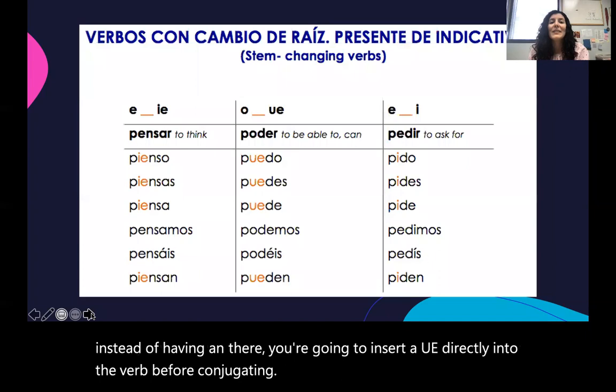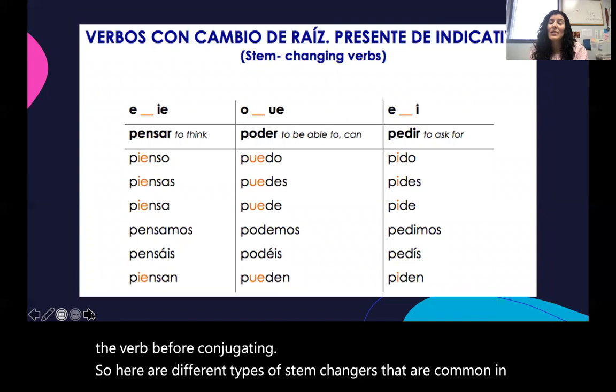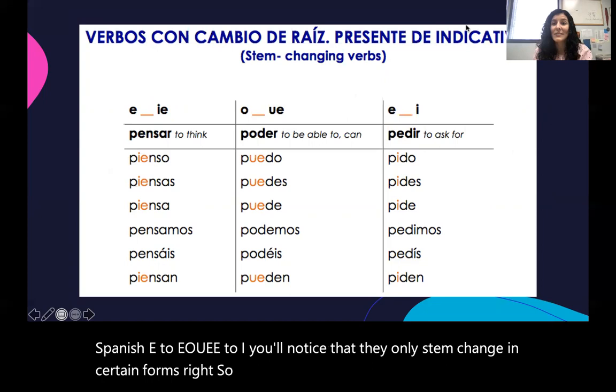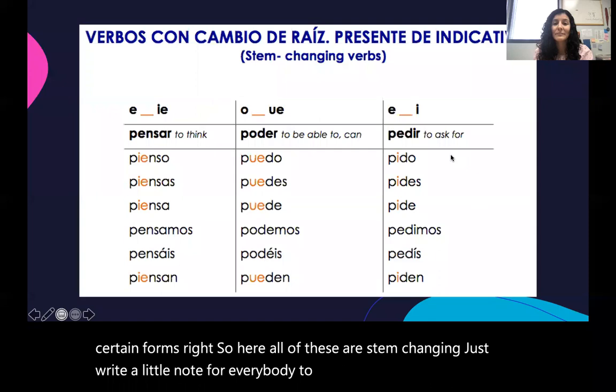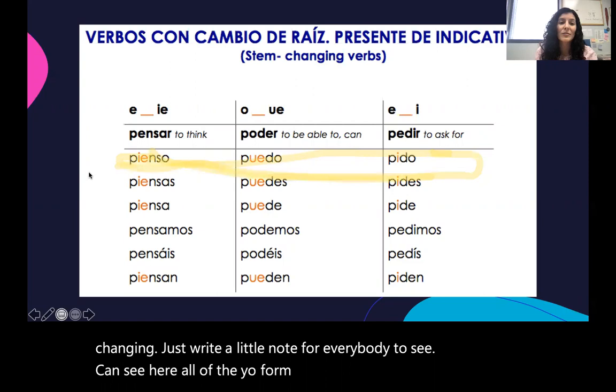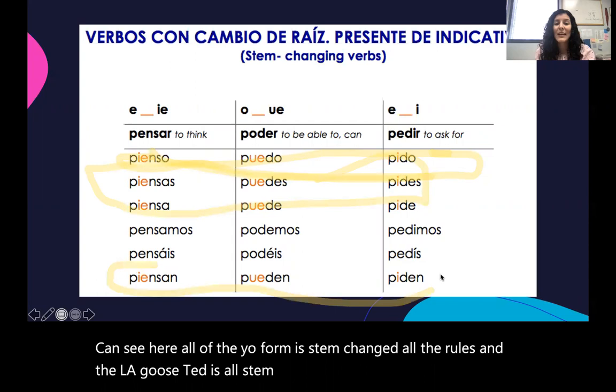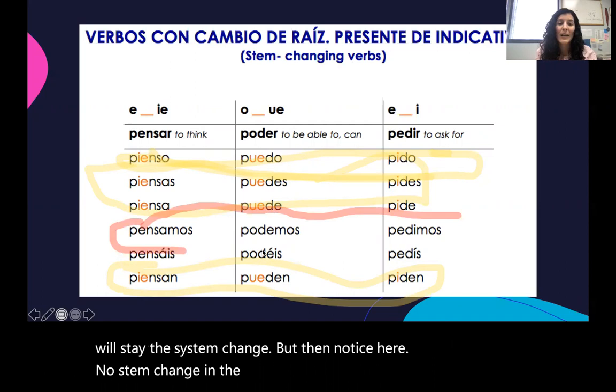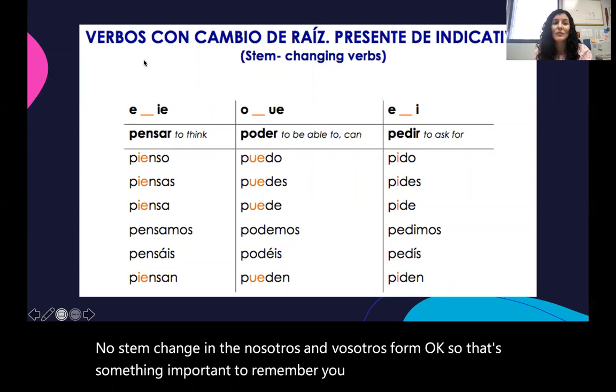Okay, so here are different types of stem changers that are common in Spanish: E to IE, O to UE, and E to I. You'll notice that they only stem change in certain forms. So here, all of these are stem changing. You see here, all of the yo form is stem changed, all the tú and the él, ella, usted is stem changed, and then the ellos, ellas, ustedes is stem changed. But then notice here, no stem change in the nosotros and the vosotros form. So that's something important to remember. You will never stem change the nosotros and vosotros form.